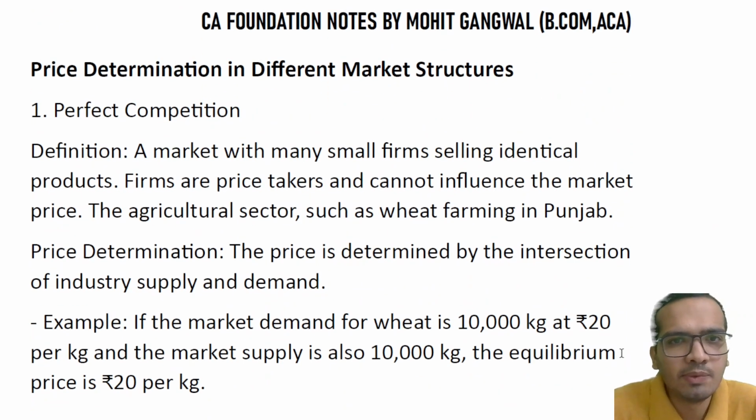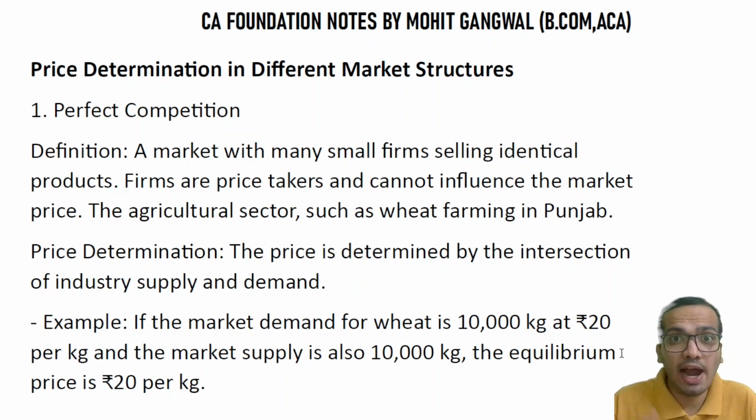First, price determination in different market structures. Perfect competition. Its definition is a market with many small firms selling identical products. Firms are price takers and cannot influence the market price. An example is the agriculture sector, such as wheat farming in Punjab. For price determination, the price is determined by the intersection of demand and supply.